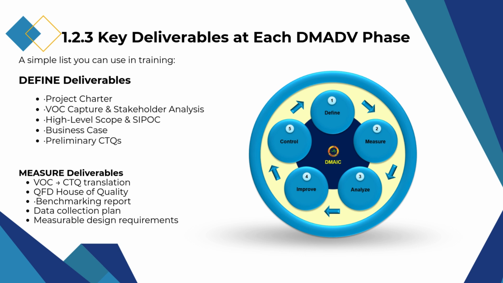In DMADV, each phase has specific deliverables that guide the project from understanding the problem to defining measurable requirements. In the define phase, the focus is on establishing the project charter, capturing the voice of customer, analyzing stakeholders, outlining the high-level scope and process through SIPOC, developing the business case, and identifying preliminary CTQs. In the measure phase, the VOC is translated into CTQs, a QFD or House of Quality is created, benchmarking reports are prepared, data collection plans are established, and measurable design requirements are defined to ensure the project has clear, quantifiable targets.